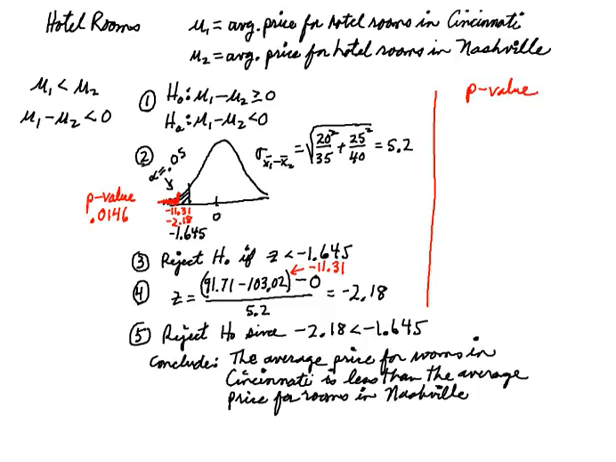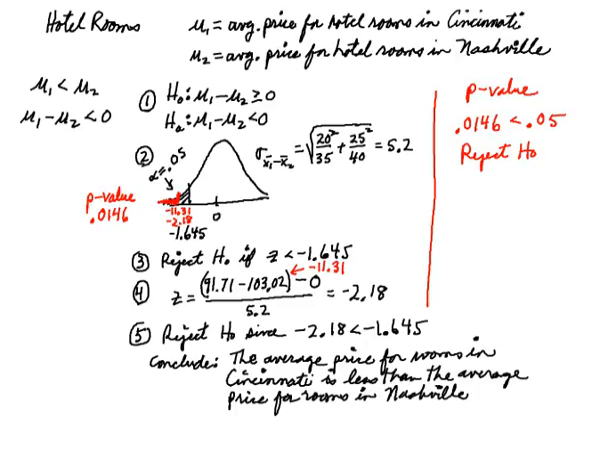So to run the test using the p-value, I'm going to compare that 0.0146 to 0.05, and it's less than 0.05, so I'm going to reject H sub 0 and draw the same conclusion I did when I ran the test earlier.